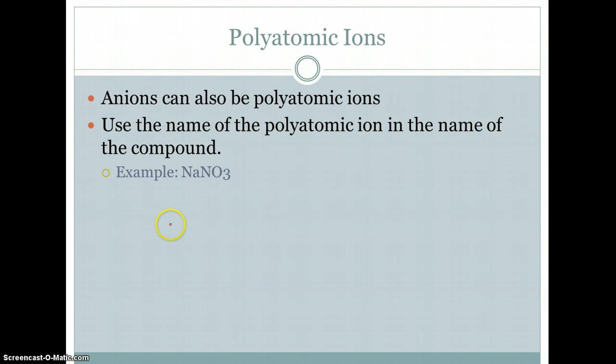If you have an anion that's a polyatomic ion, you just use the name of the polyatomic ion. NaNO3 would be named sodium nitrate. NO3 is named nitrate, and that's something that you need to memorize.